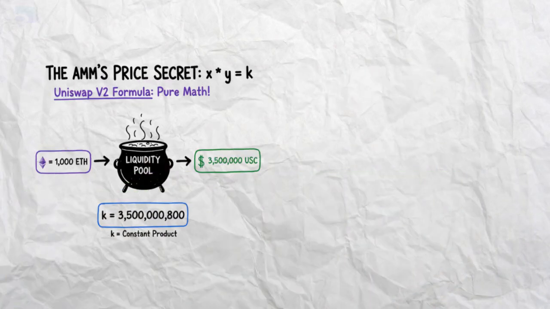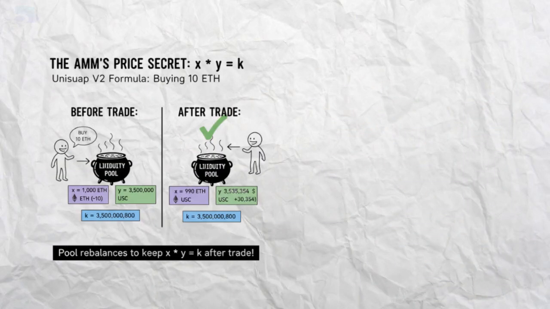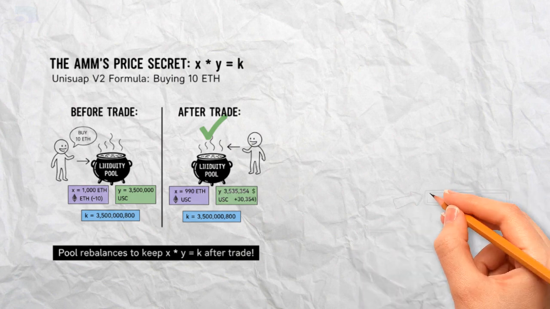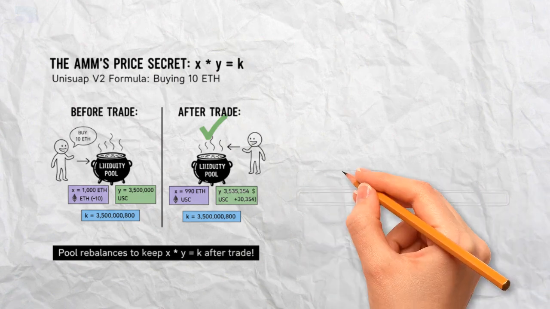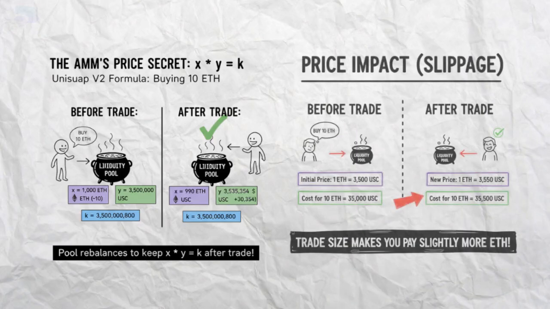3,500,000 divided by 1,000. Now, someone wants to buy 10 ETH. They'll need to add USDC to the pool such that X times Y still equals K. After the trade, the pool has 990 ETH, 10 less. To keep K constant, the pool now needs more USDC. The math automatically calculates they need to pay about 35,500 USDC, slightly more than 3,500 per ETH. This is called price impact or slippage.